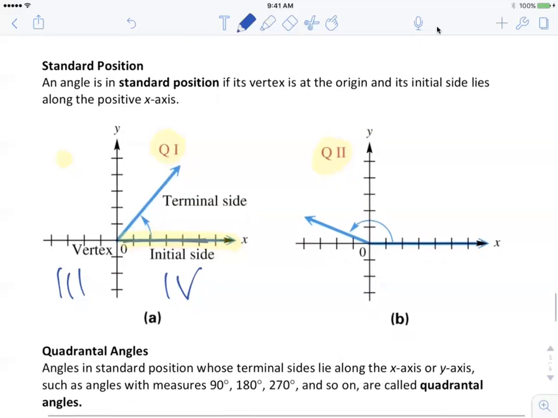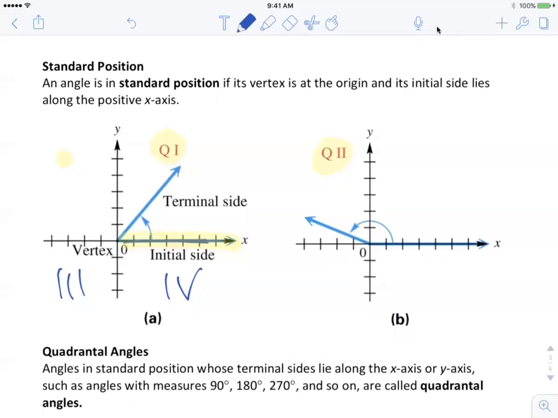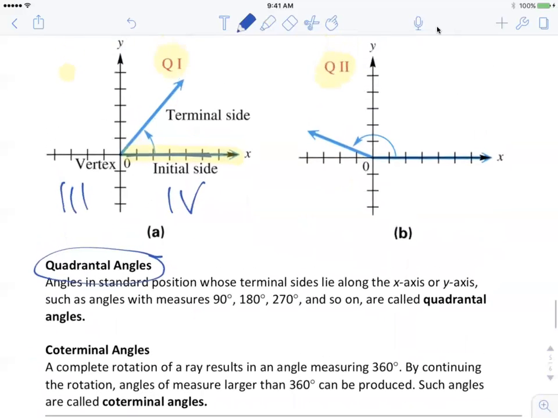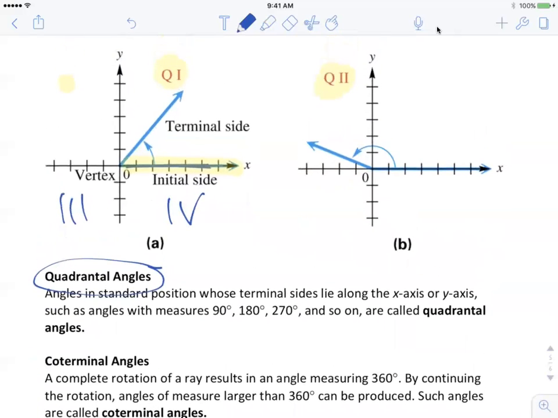Now, it could be that your angle ends up on an axis. If it ends up on an axis, it's called a quadrantal angle, right? So think about where those are located, right? 90 degrees, 180, 270 is here, 360 is here, right? So if your terminal side ends up on an axis, it's called quadrantal.